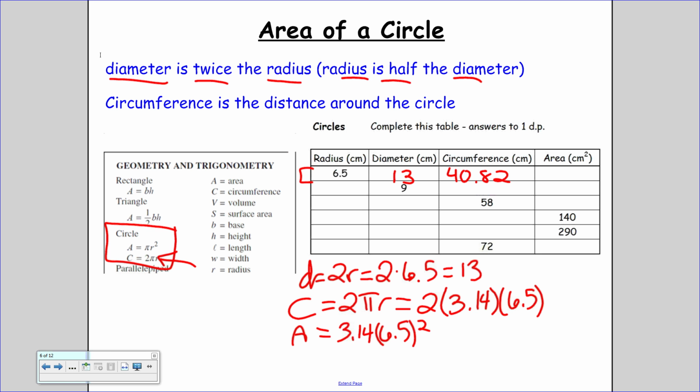All right, so 3.14 times 6.5 squared is equal to 132.665. Okay? That's the area of a circle, or of this particular circle.